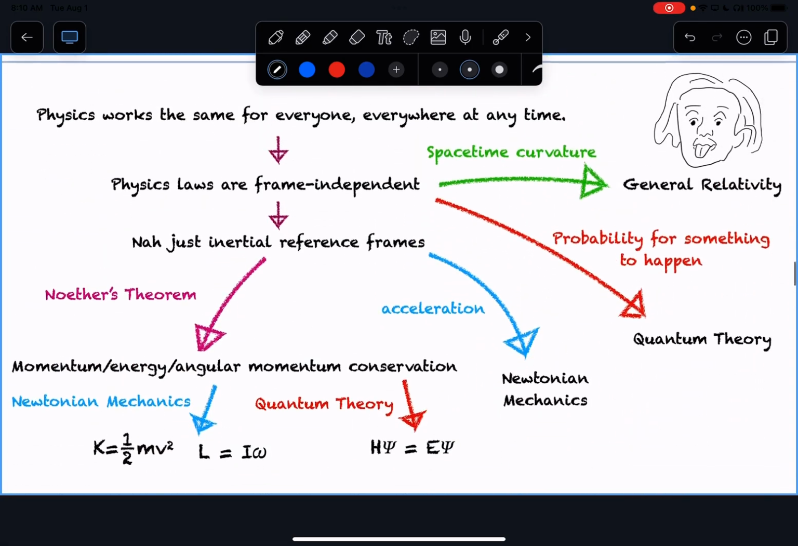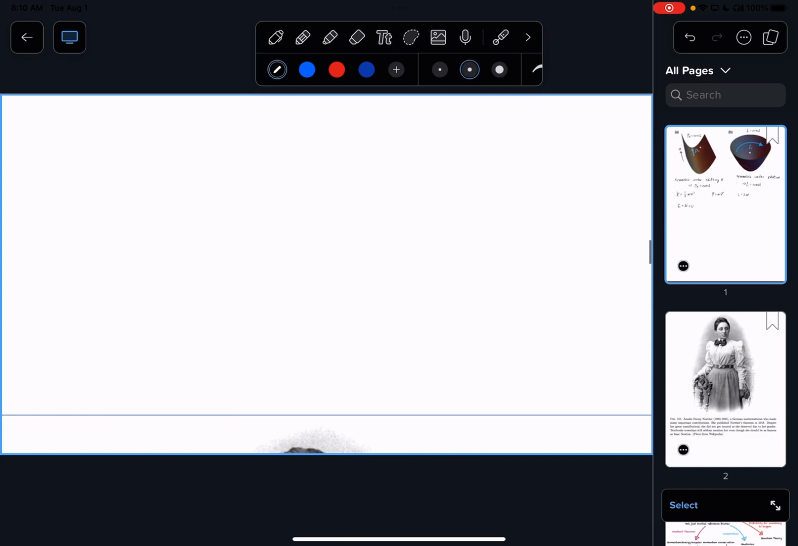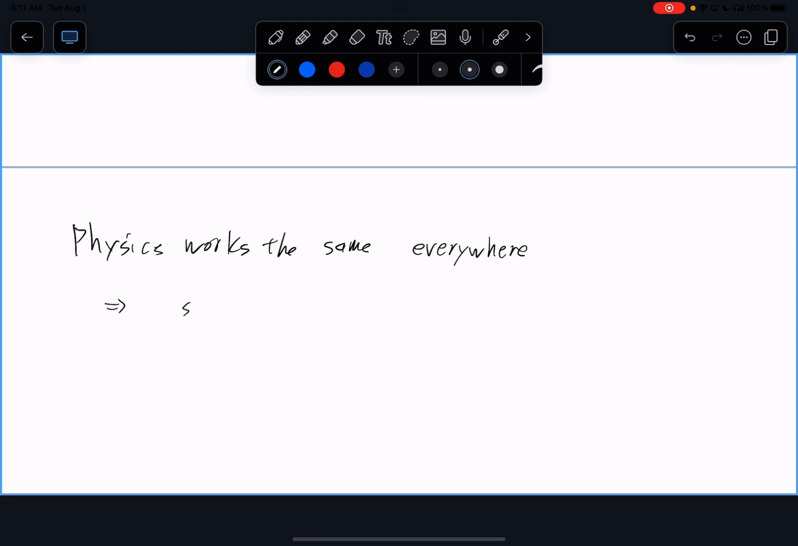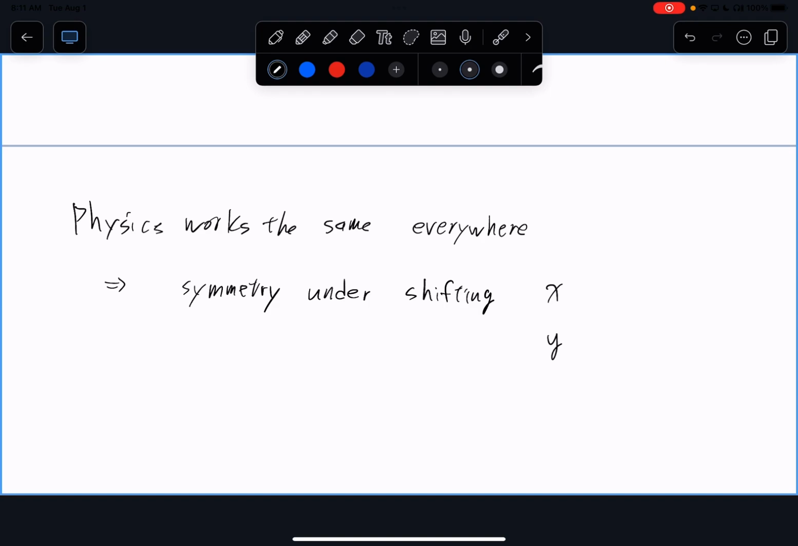So when we say physics works the same everywhere, this statement actually means that physics law should have symmetry under shifting x, y, and I assume you only learn x and y, so let's stop at there.